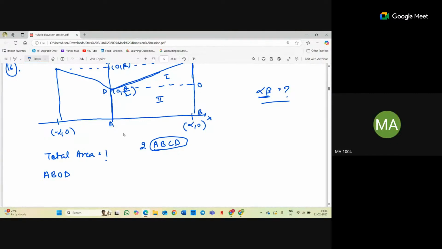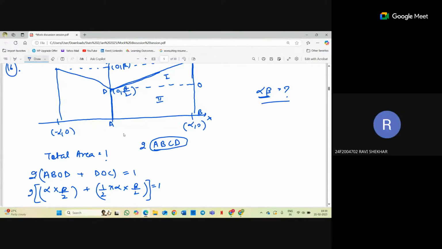Okay. So, let's divide it into two parts. The first is the rectangle plus the triangle, which is equal to 1. Now, the area of a rectangle is length into breadth. What is the length? Alpha. Alpha into beta by 2. Similarly, the area of the triangle would be half into base beta by 2 into height beta by 2. Correct? Now, this total, I would be multiplying it by 2.